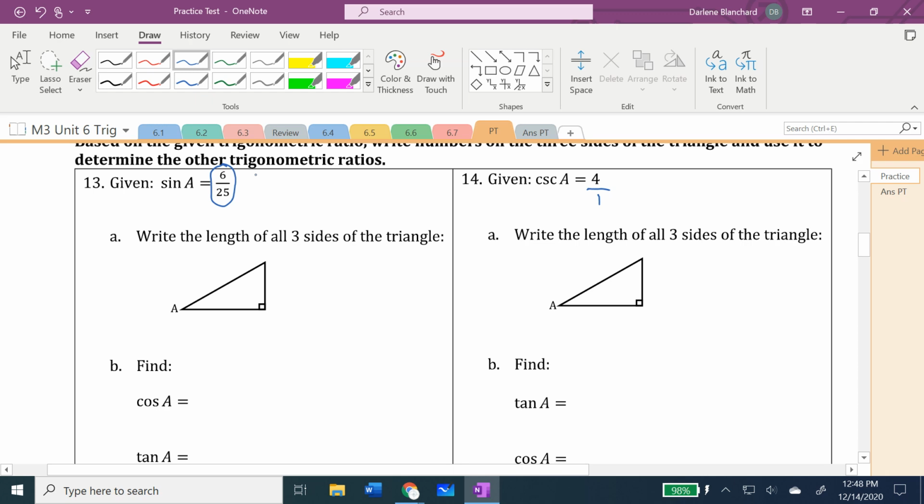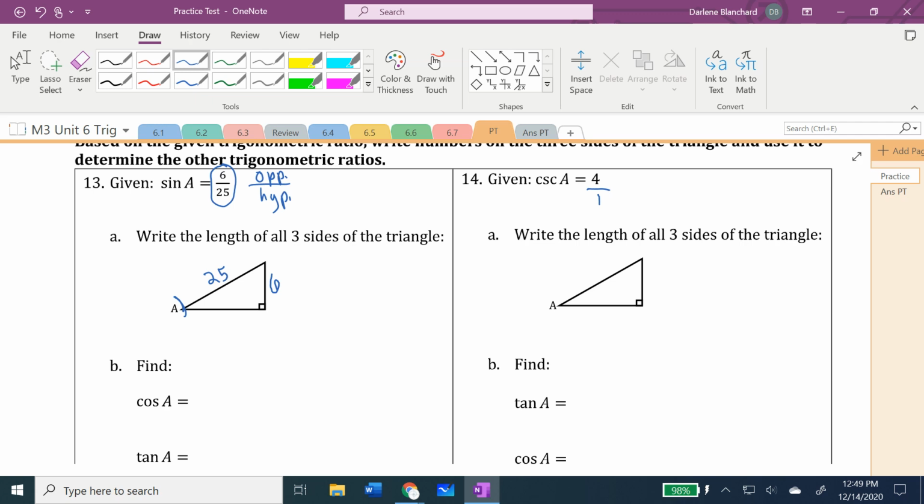You want to remember that sine is opposite over hypotenuse. So if this is angle A right here, then the opposite side is that vertical piece, and then hypotenuse is across from 90 degrees. After you have those two, then you'll use Pythagorean theorem to find the third side. And I'm okay with it if you leave an unsimplified square root, if it does turn into an unsimplified square root.